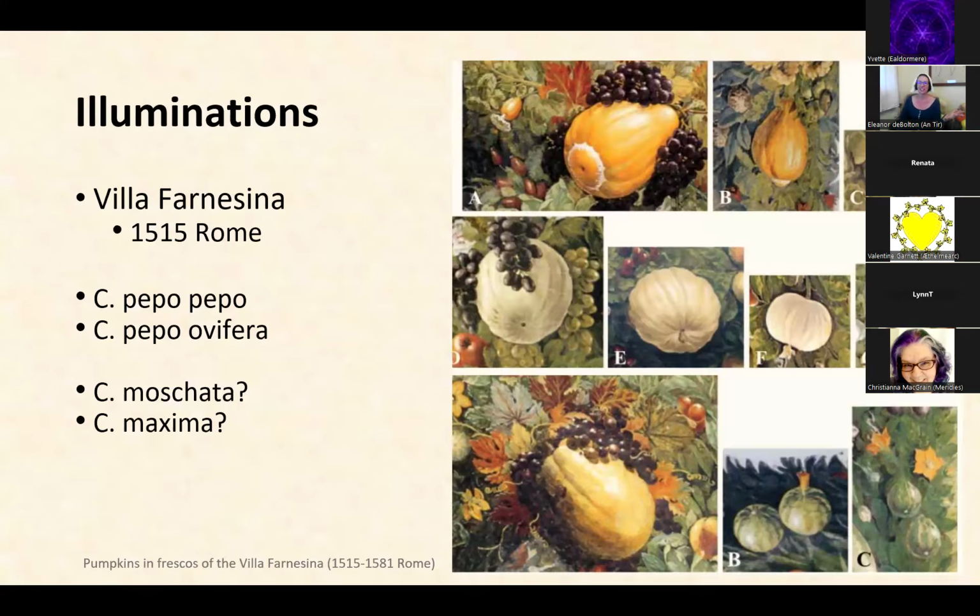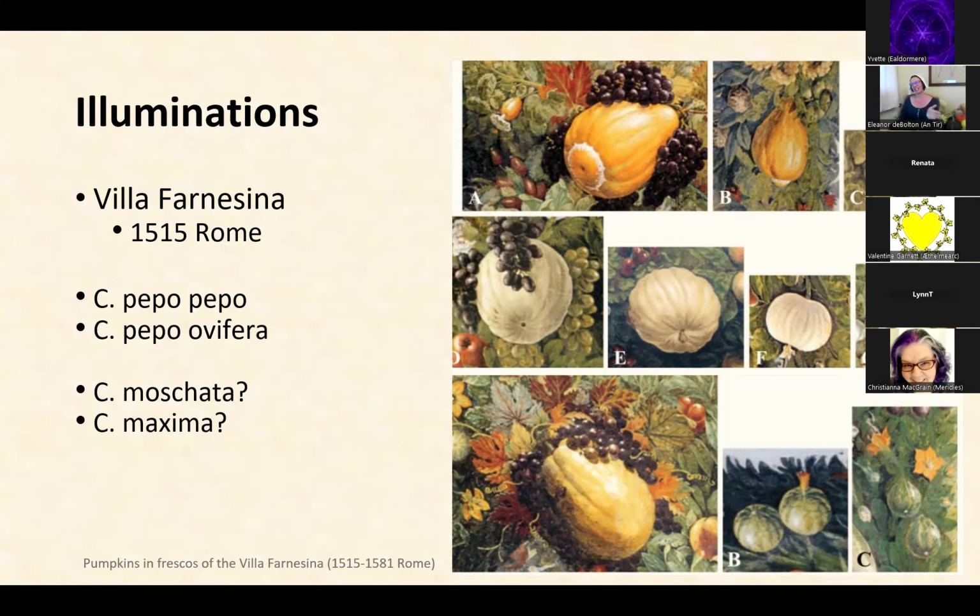So, hey, let's look at some illuminations. The very first one, besides that Book of Hours, the Anne of Brittany, is the Villa Farnese, this site in Rome, painted in 1515, very documentable, with this bounty in the Cupid and Psyche archways. It's just astounding and gorgeous. A lot of people will look at A and say, aha, Cucurbita maxima. Do you see that exposed pericarp? That's what we've got here.